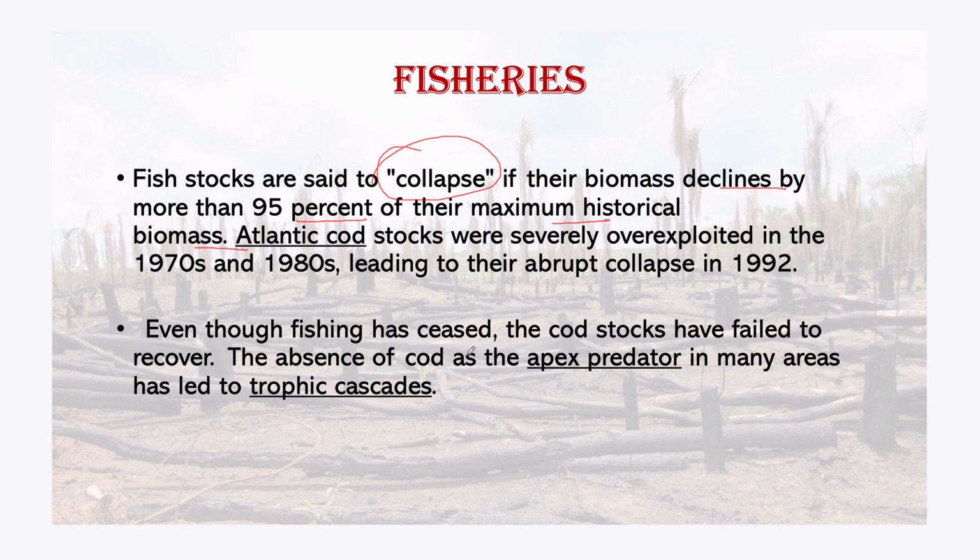Even though fishing has ceased, the cod stocks have failed to recover. The absence of cod as an apex predator in many areas has led to trophic cascades. About 25% of the world's fisheries are now overexploited to the point where their current biomass is less than the level that maximizes their sustainable yield. These depleted fisheries can often recover if fishing pressure is reduced until the stock biomass returns to the optimal biomass.